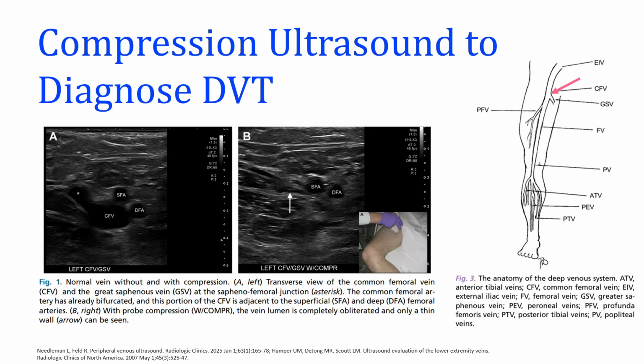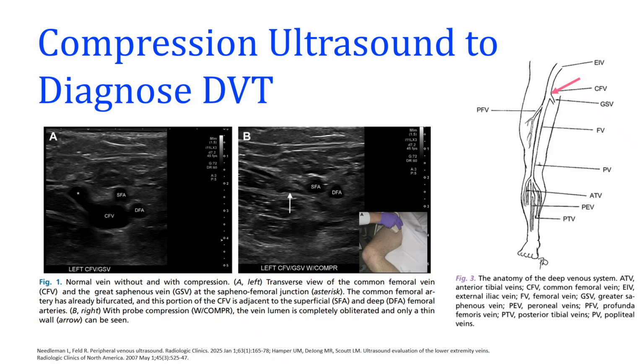This slide demonstrates compression ultrasound imaging of the common femoral vein, which is a key location evaluated when screening for DVT. In image A, the vein is shown without compression, where the common femoral vein and surrounding arteries are visible. In image B, pressure is applied with the ultrasound probe. In a normal vein, the lumen completely collapses under compression, as seen by the white arrow, which confirms that no thrombus is present. If the vein fails to compress, this raises concern for DVT.